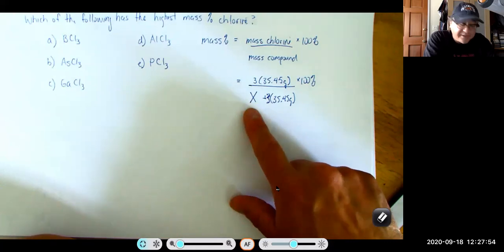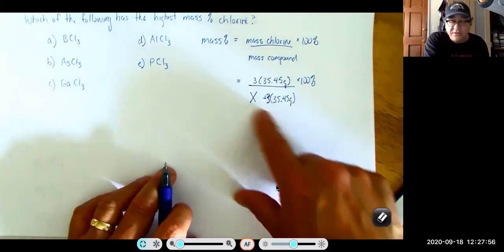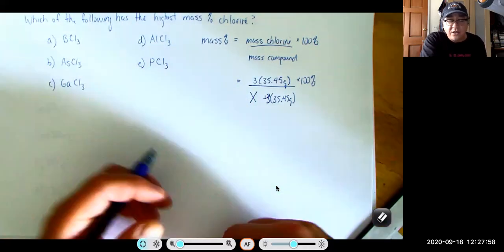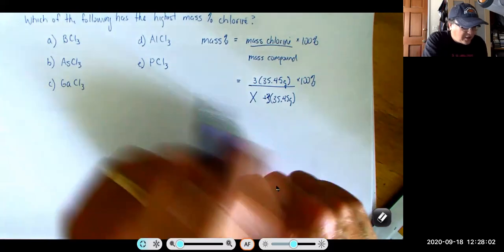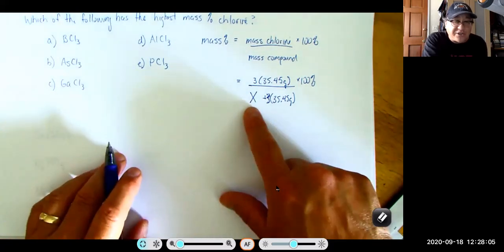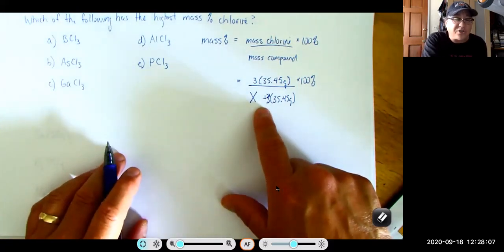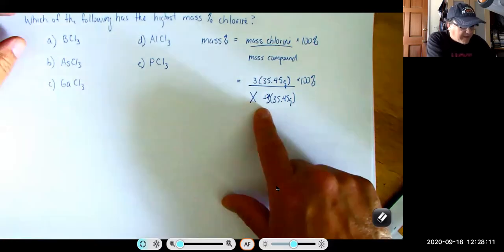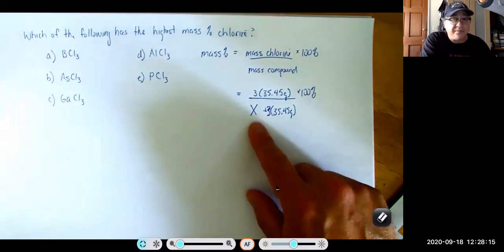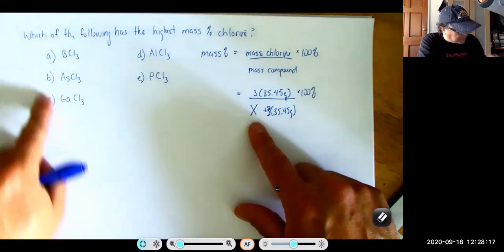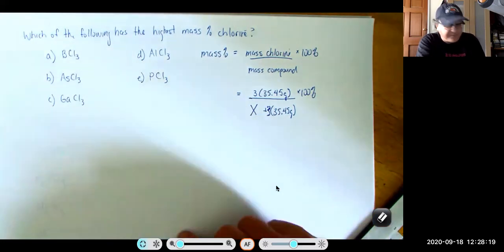Well, higher X means larger denominator. Larger denominator means smaller number. So if we want a high mass percent, we've got to find the X that has the lowest value. So look at all 5 of these. Which X has the lowest value?